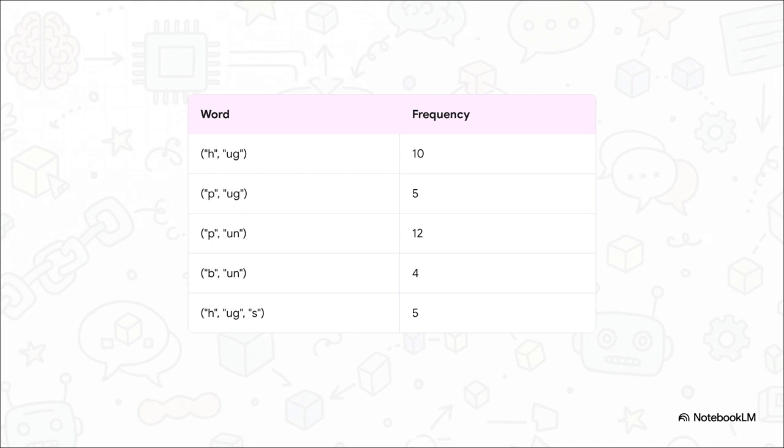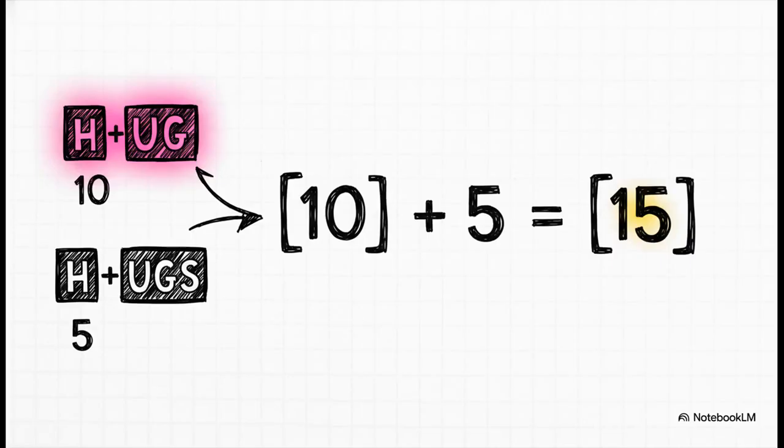You can see our vocabulary is getting a little bit richer, and our words are being compressed into these more meaningful chunks. Let's do just one more. Now, the pair HUG is the most common one we've got. It shows up 15 times across both hug and hugs.